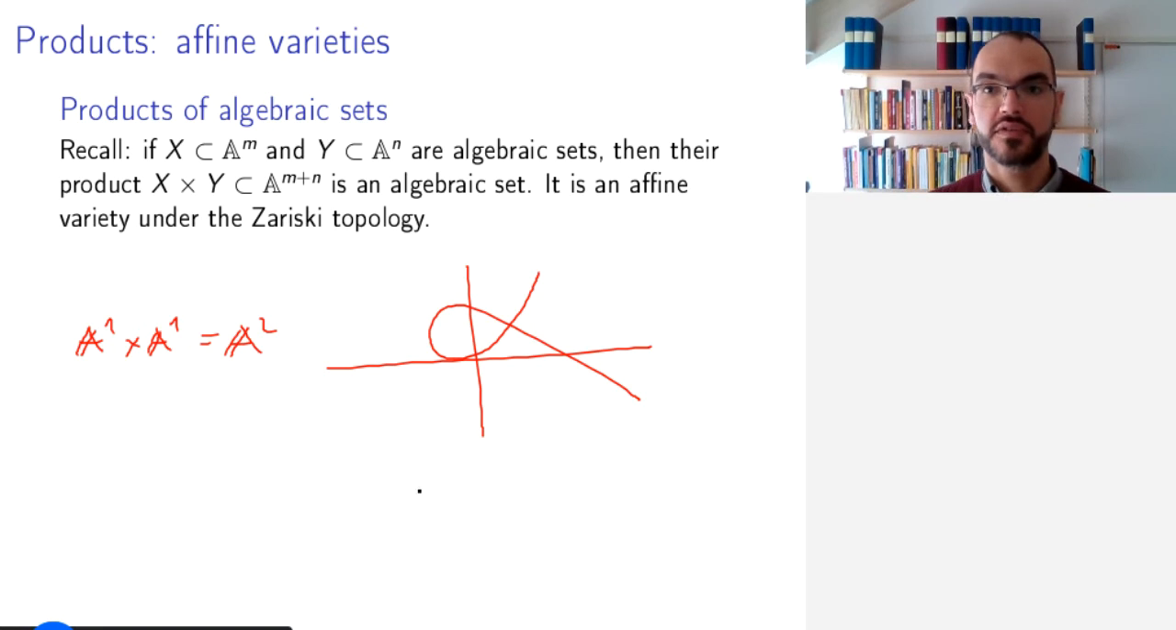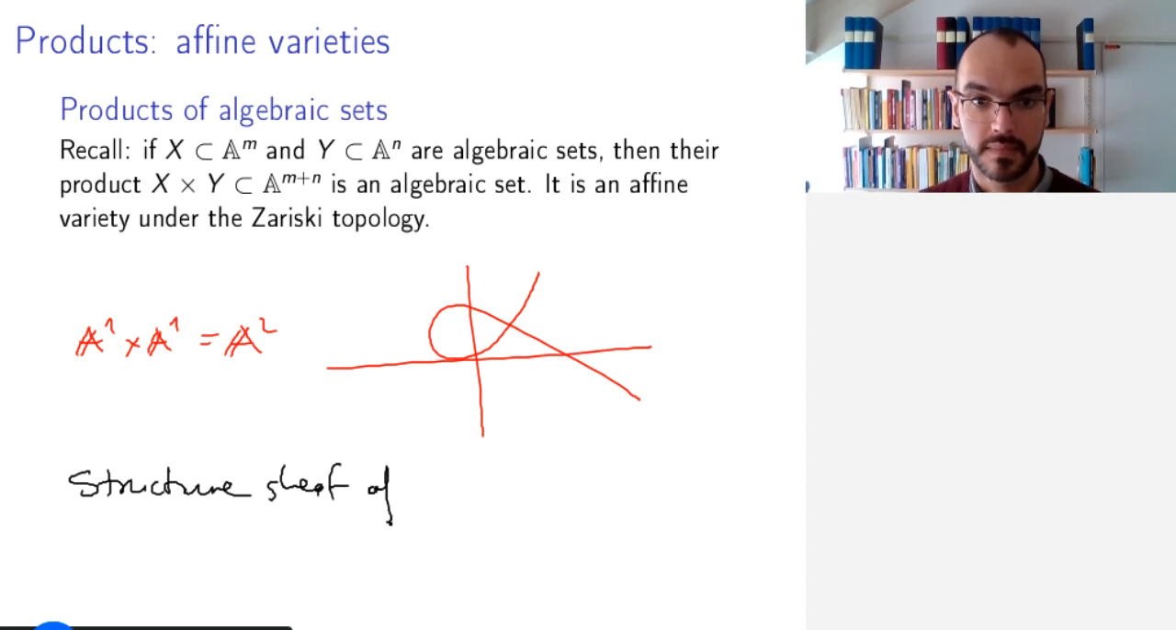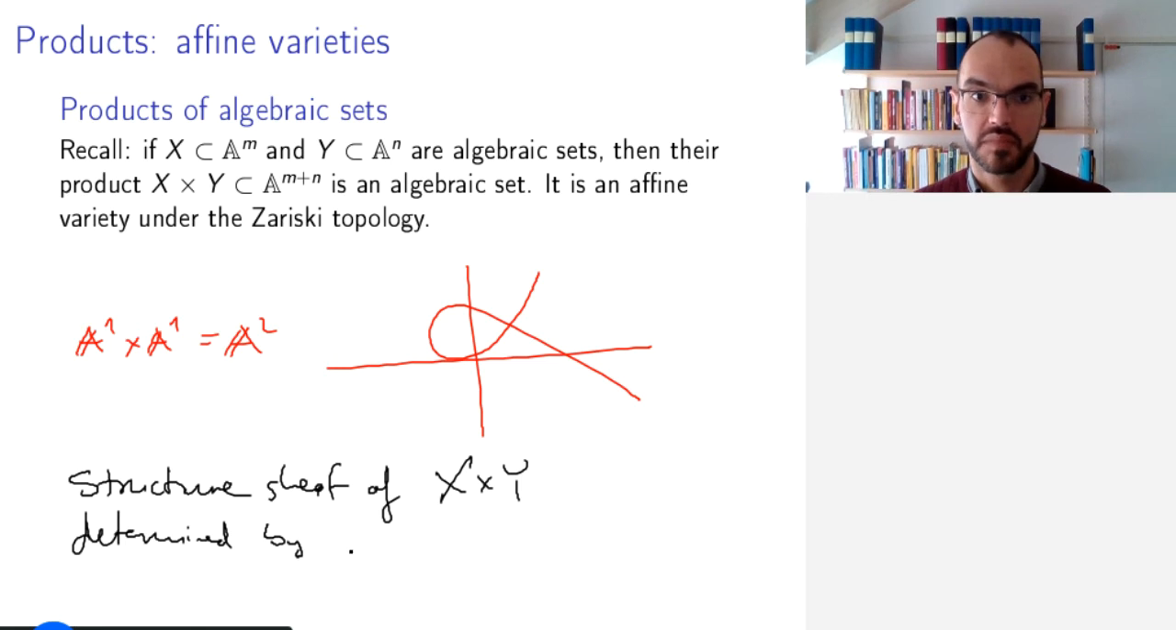One thing that is important to mention is that since we're talking about these as affine varieties, what is the structure sheaf of X times Y? Since this is an algebraic set and an affine variety, we have seen that the structure sheaf of an affine variety is completely determined by the structure sheaf of the variety itself, so the coordinate algebra of this thing.